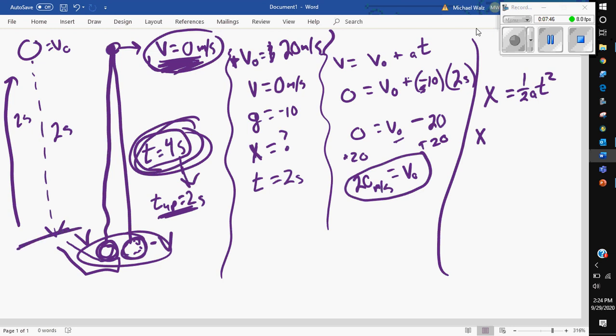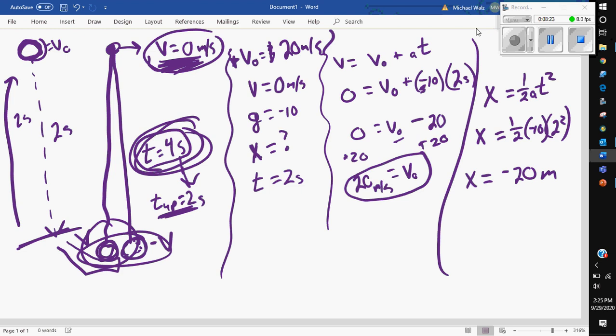So the reason why I'm going to imagine this is my initial velocity, even though my initial velocity happened up here, I'm going to use this as my initial velocity so I can use this more simple formula without initial velocity in it to find my displacement. So it's 1/2 times a negative 10 times 2 squared. So my displacement then is half of 10 is 5 times 4 is negative 20.